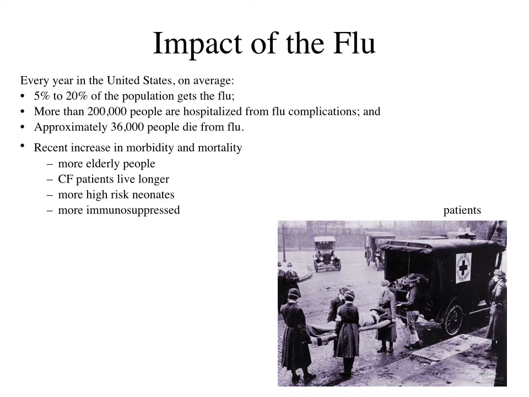So, for instance, our population in the United States is getting older. We see a graying of the population, and elderly people are more likely to have severe infections and perhaps die from flu. People with cystic fibrosis live longer now because of various kinds of interventions that have been developed, and those individuals are more sensitive to the flu. We have more and more high-risk neonates being born every year. And we have a greater portion of the population that is immunosuppressed for various reasons, whether it's HIV or various kinds of drug treatments and so on. So it's thought that these factors are playing a role in this increase in morbidity and mortality that we're seeing.